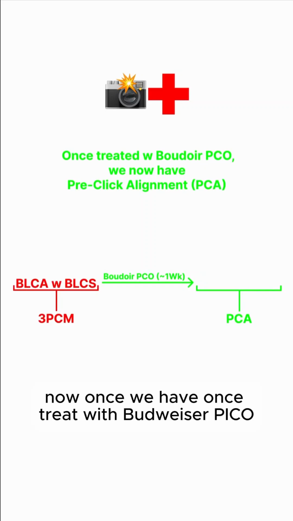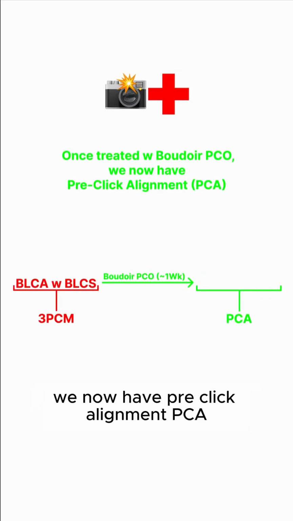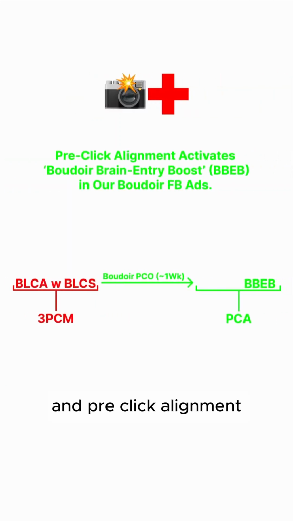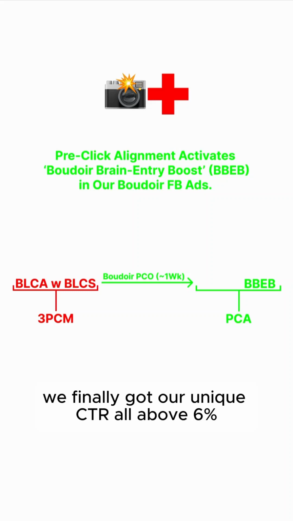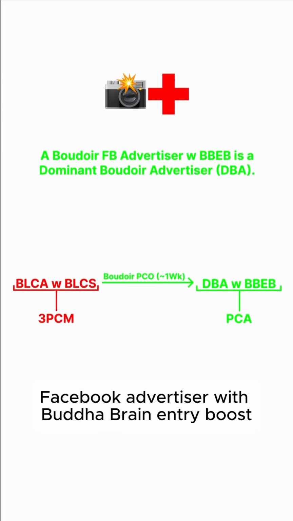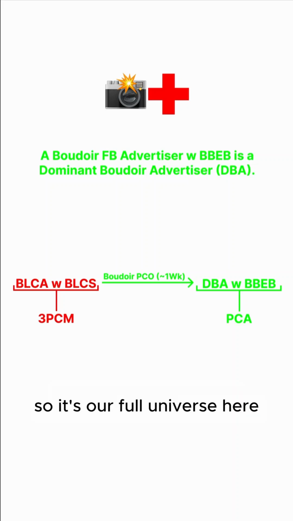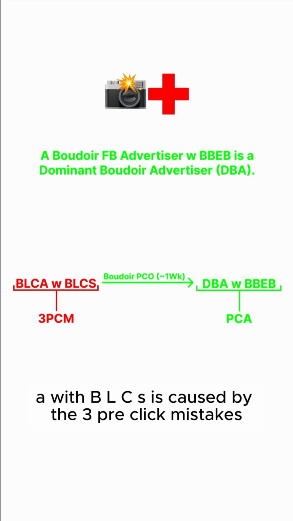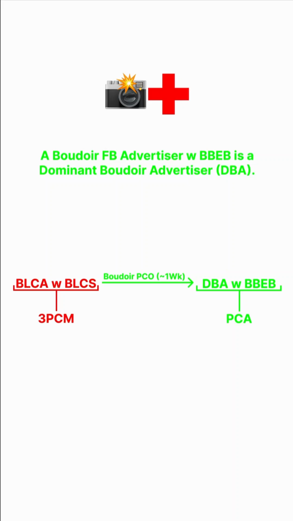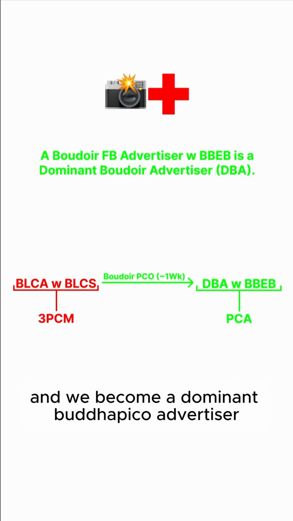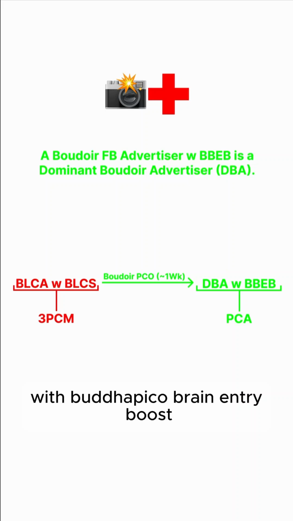Now, once treated with Boudoir Pico, we now have pre-click alignment, PCA. So we get rid of the 3 pre-click mistakes and we achieve PCA, pre-click alignment. And pre-click alignment activates Boudoir brain entry boost in our Boudoir Facebook ads. Now, basically, we finally got our unique CTR above 6%. And a Boudoir Facebook advertiser with Boudoir brain entry boost is a dominant Boudoir advertiser, a DBA. So it's our full universe here. A BLCA with BLCS is caused by the 3 pre-click mistakes. Treated with Boudoir Pico takes about a week. We achieve PCA, pre-click alignment, and we become a dominant Boudoir advertiser with Boudoir brain entry boost.